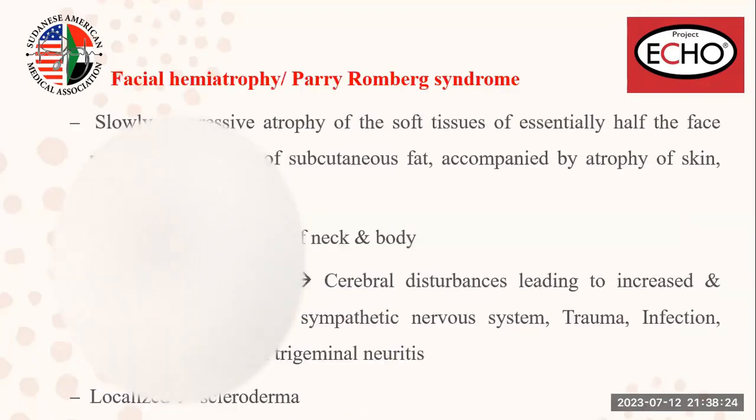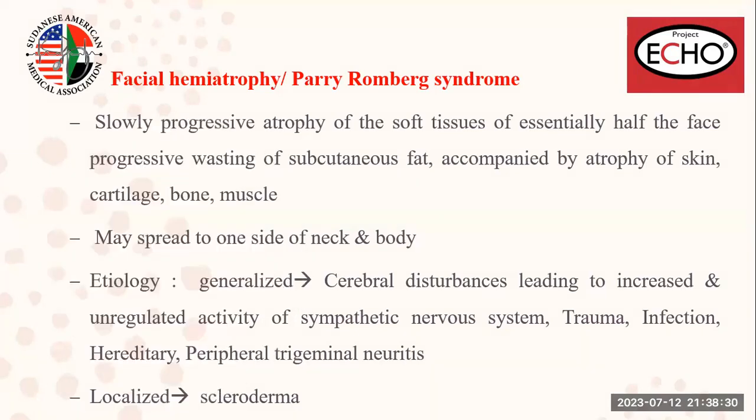Another condition, which is the opposite of facial hemihypertrophy, is called facial hemiatrophy or Parry-Romberg syndrome. So this is a slowly progressive atrophy of the soft tissues of essentially half of the face. We have progressive wasting of subcutaneous fat. Afterwards, it's followed by atrophy of the skin, the cartilage, the bone, the muscle. So the entire face will crumble like an old litter. It may spread to one side of the neck, sometimes the entire body.